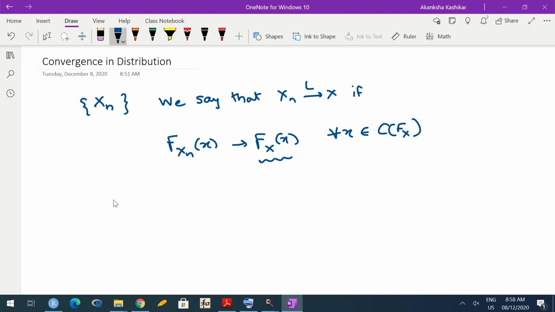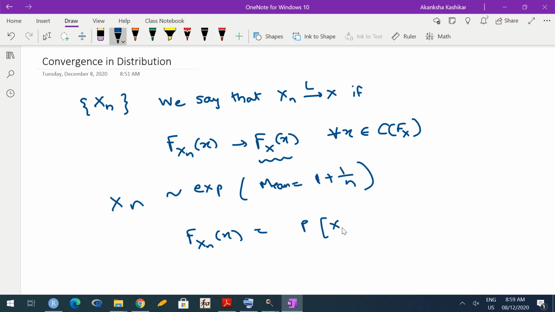Suppose Xn is an exponential random variable with mean 1 plus 1 by n. Okay, the parameter is not 1 plus 1 by n, the mean is 1 plus 1 by n. Then what do we know about the CDF of Xn? The CDF of Xn would be probability of Xn less than or equal to x, which is 1 minus e raised to minus x upon the parameter. So the parameter is 1 plus 1 by n.